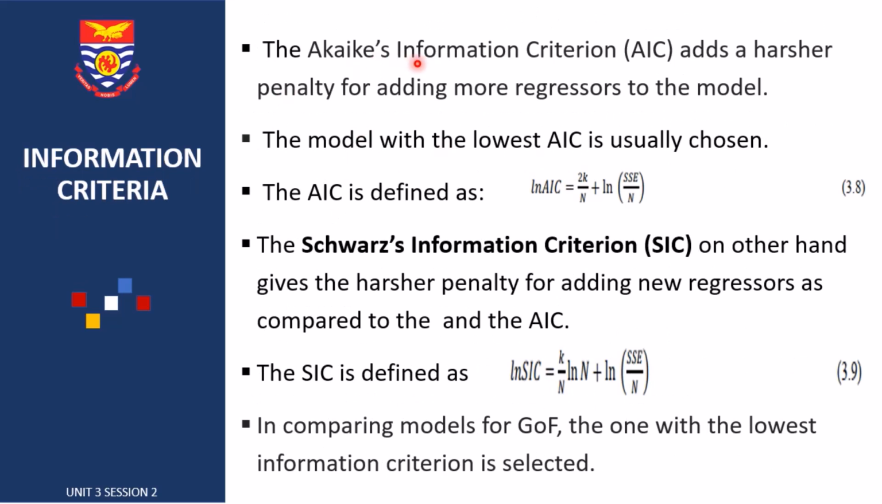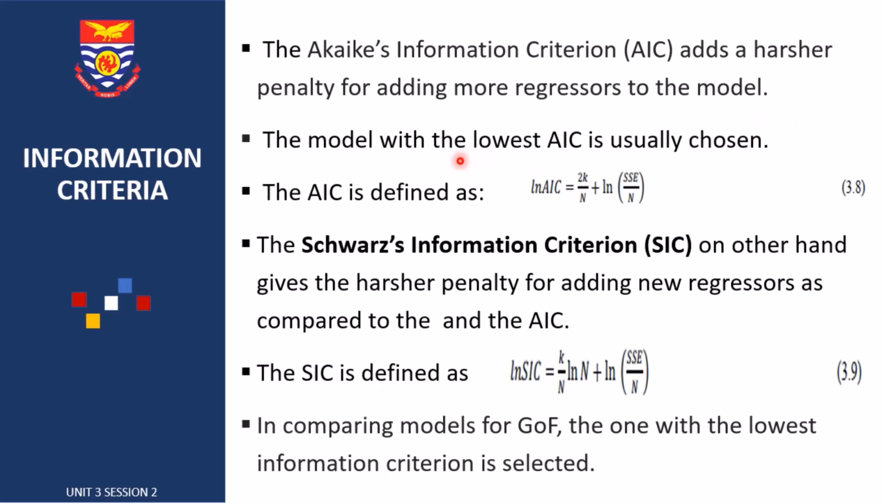So we have the Akaike information criterion, or the AIC, which adds a harsher penalty for adding more regressors to the model. Here our aim is to reduce the addition of regressors, because there are some variables that do not explain the movement in the regression, but we are forced to add them because we want to achieve a high R-square, or a high coefficient of determination. So the Akaike information criterion will help us in reducing this number of regressors.